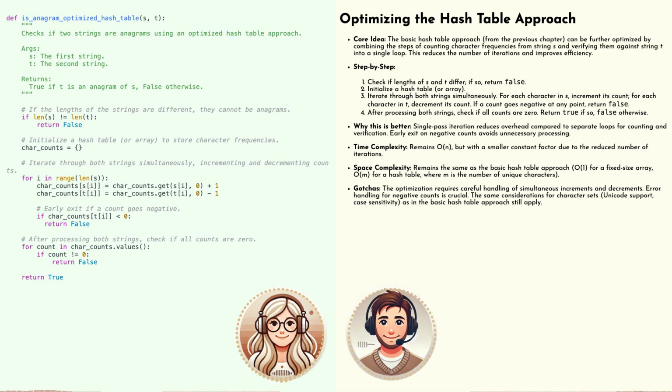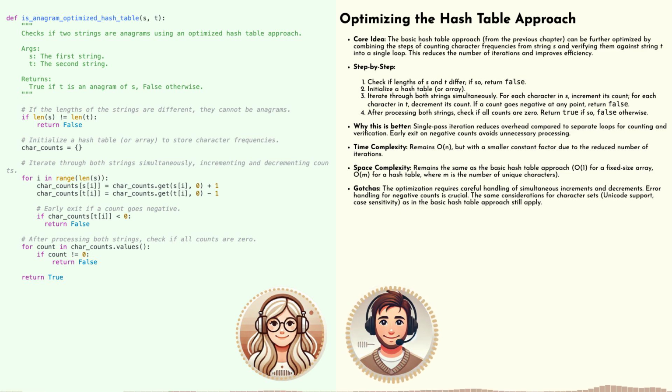And space complexity. So if we're using lowercase English letters and that fancy indexing trick, we still have a fixed size array, 26 slots. So still O(1). O(1). Fantastic. So we've optimized both time and space.